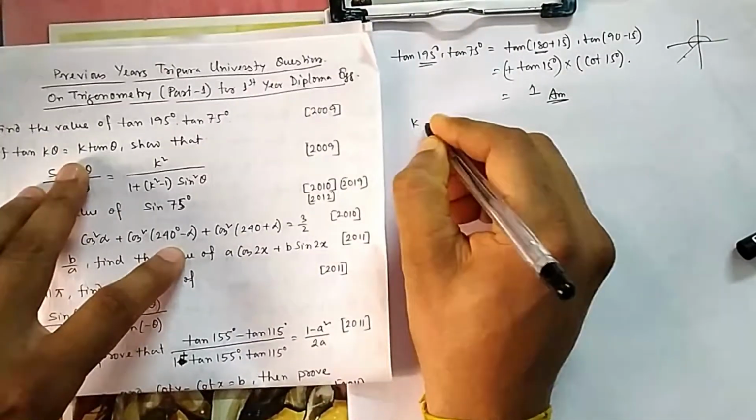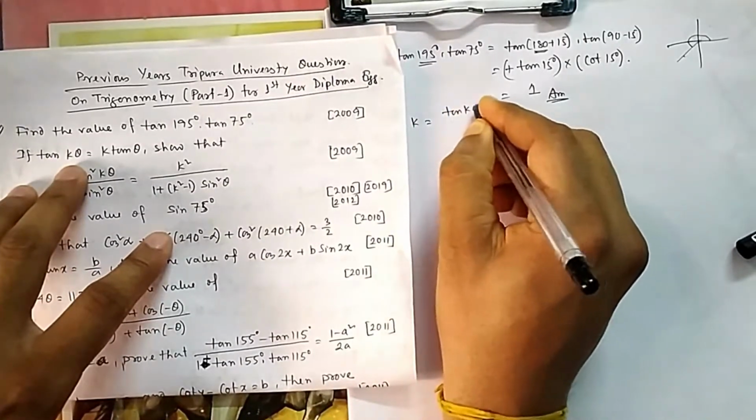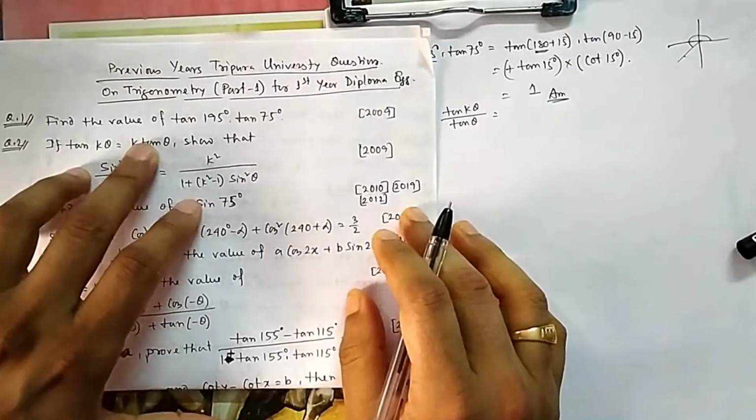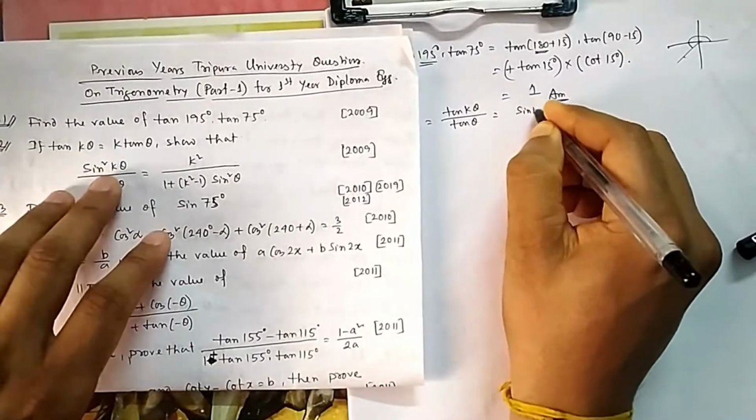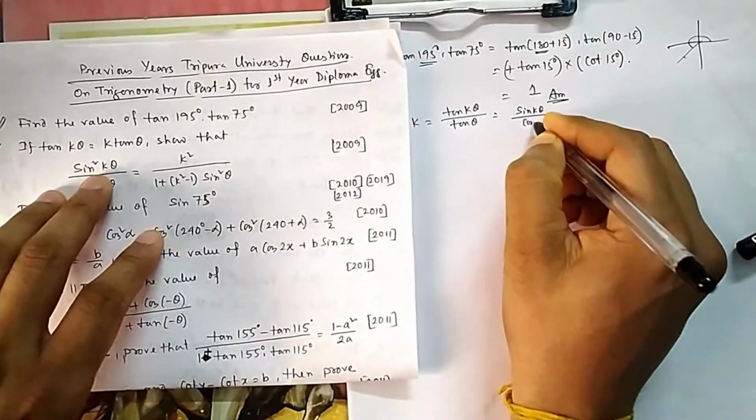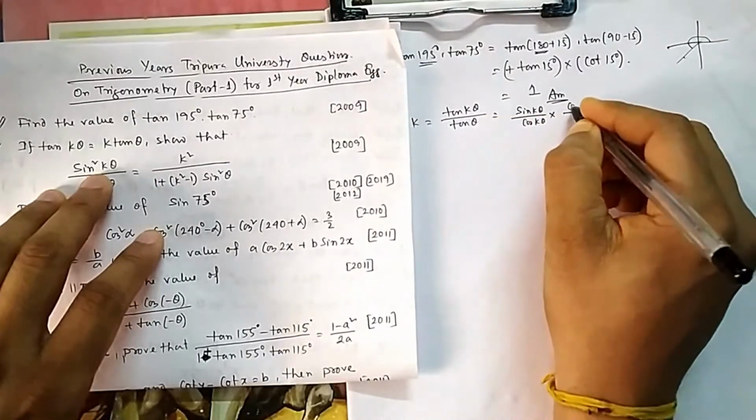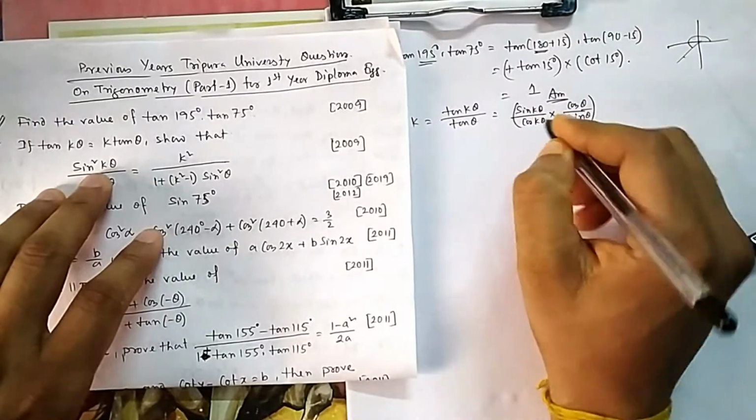Okay, so from here if you calculate k, what is k? k is equal to tan k theta divided by tan theta. If you divide it, it will be sin k theta divided by cos k theta, and tan theta is sin theta by cos theta, so it will be multiplied by cos theta by sin theta. So this is the value of k.